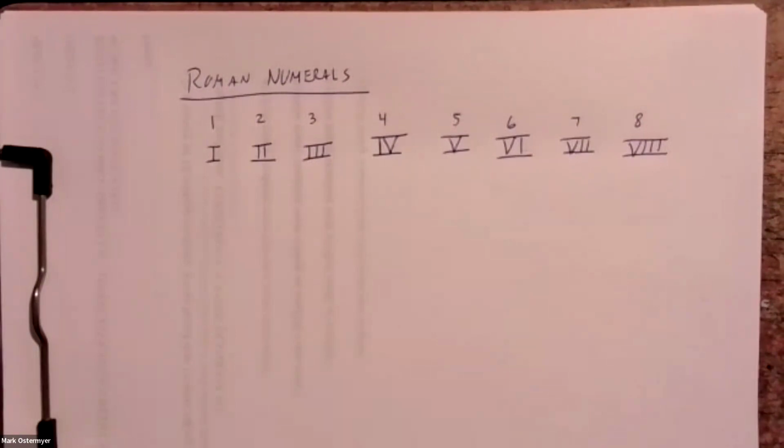All right, so those are called Roman numerals. You just have to know 1 through 8. Of course, this goes on forever, Roman numerals, but those are the ones you need to know there. Okay, let's go back here.